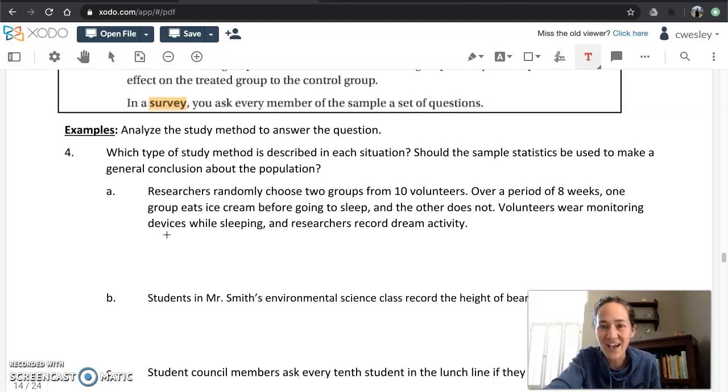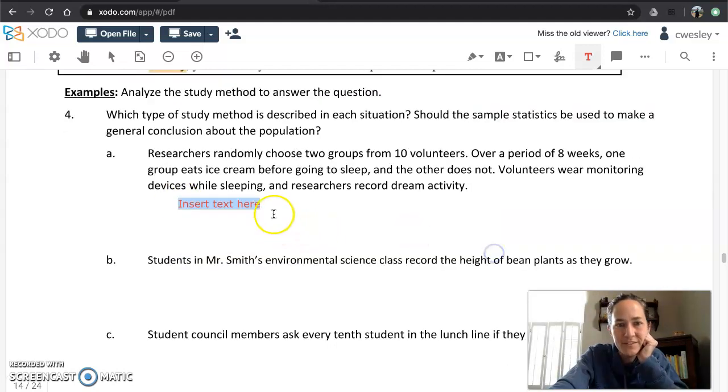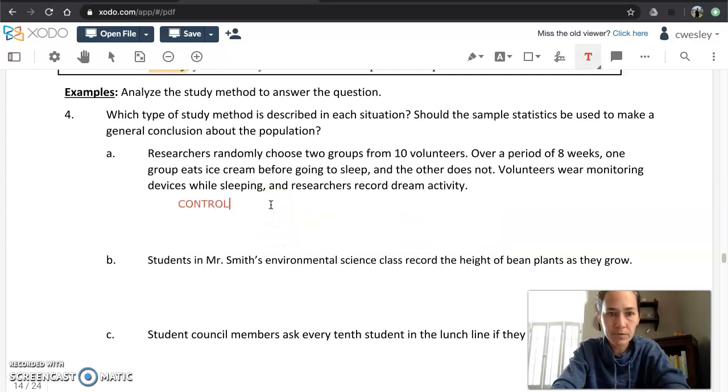And then the other does not, and they're wondering, is that affecting your dreams? Is that affecting your sleeping patterns too? So, which type of study is this? Well, this looks like a controlled experiment. You have the two groups present. One is actually eating the ice cream before bed, the other isn't.